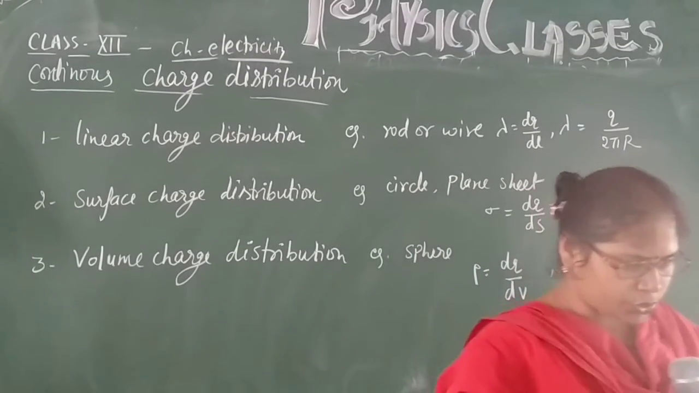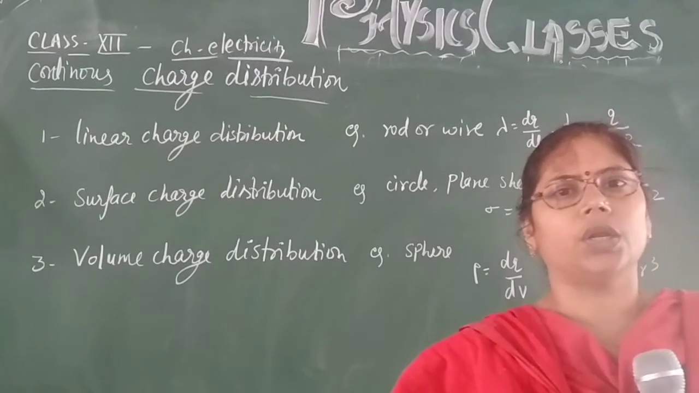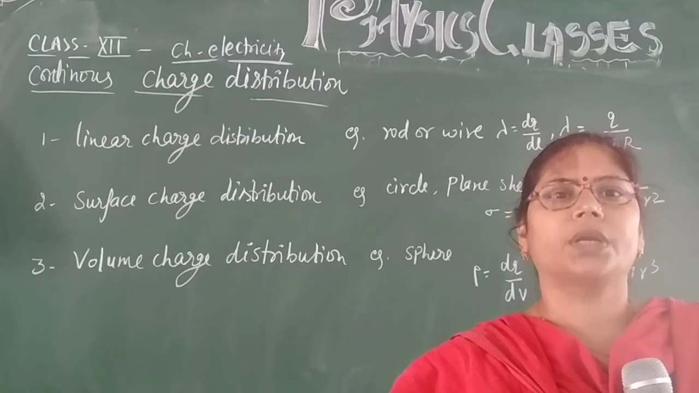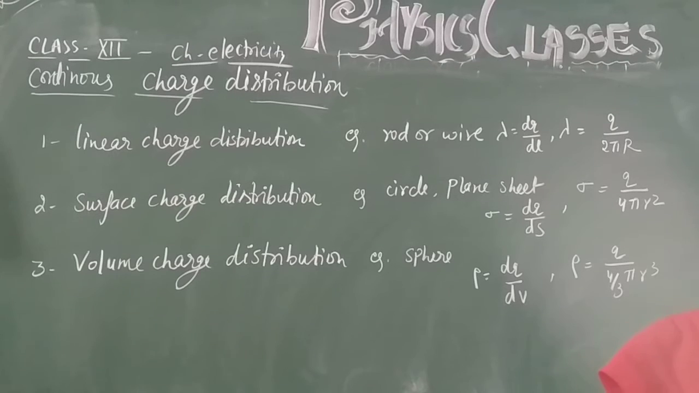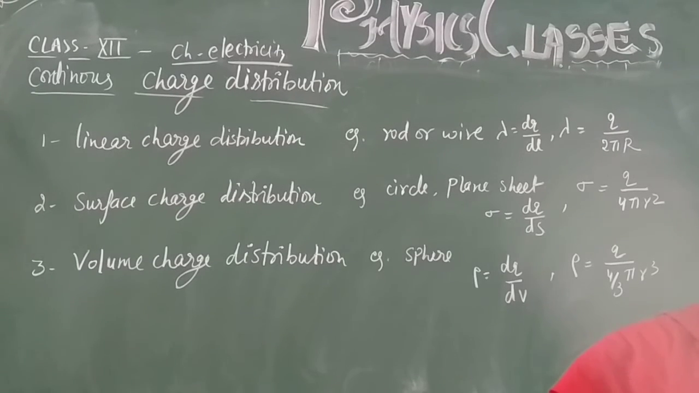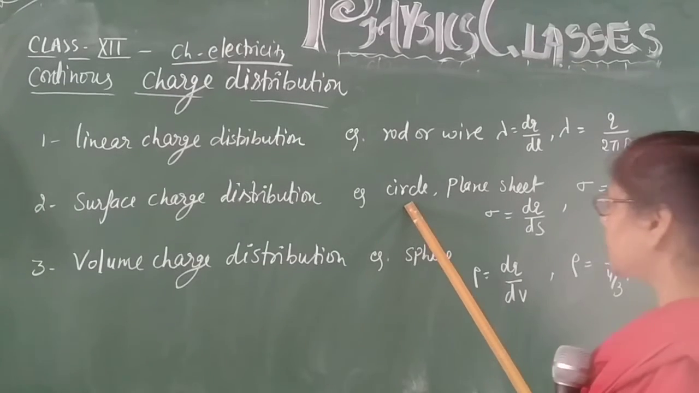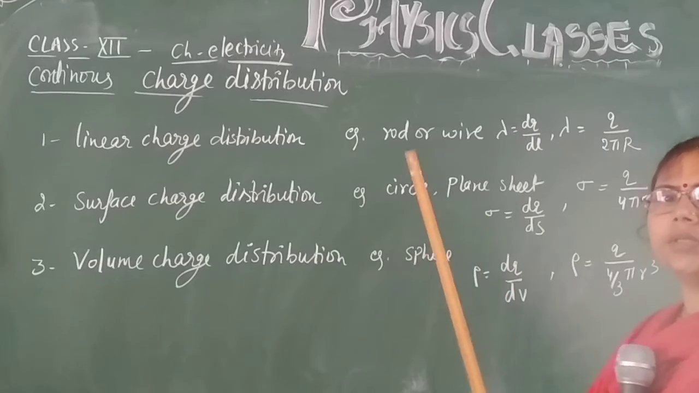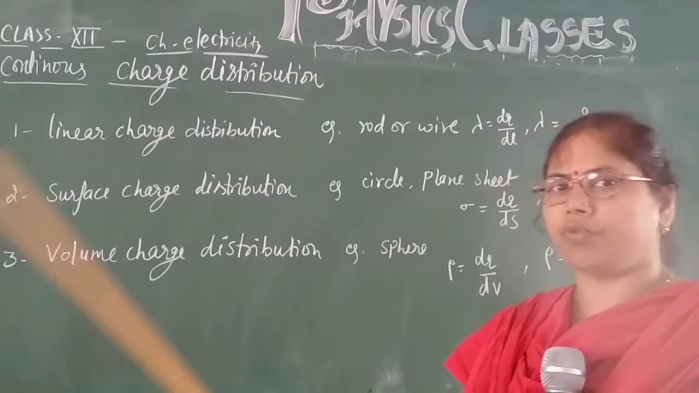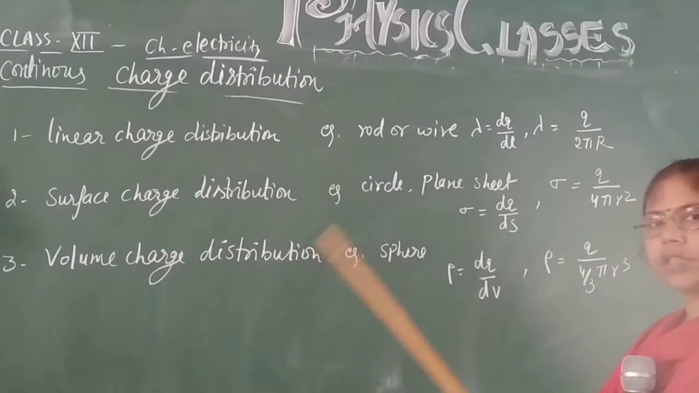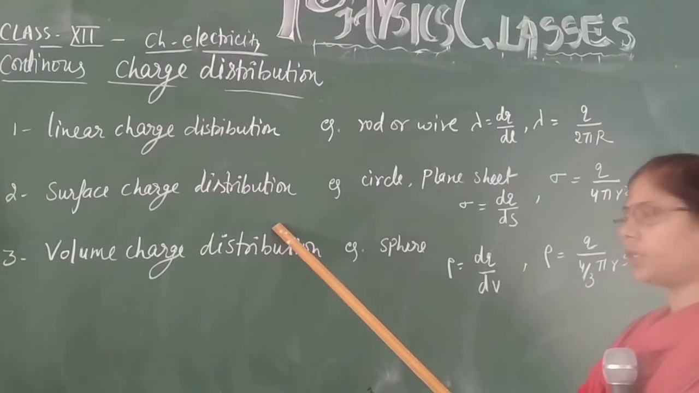What is surface charge distribution? If the charge is distributed along the surface of a conductor, then its distribution is known as a surface charge distribution. Example: a circle or a plane sheet. The plane sheet may be in square form, rectangular form, or any other form. If the charge spreads along the surface of that conductor, this distribution is known as surface charge distribution.